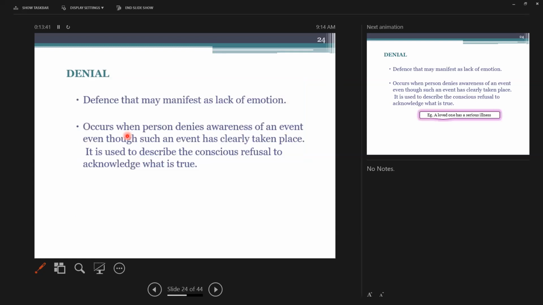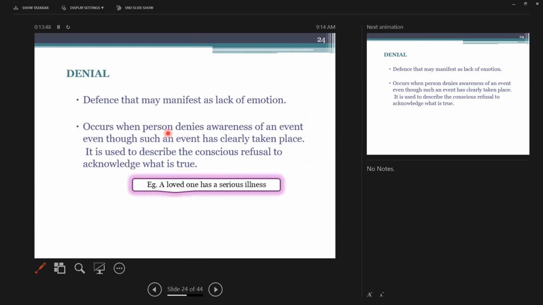Now, denial. Denial is a defense that may manifest as a lack of emotion. It occurs when a person denies awareness of an event, even though such an event has clearly taken place. There is a refusal to acknowledge what is true. For example, if a loved one has a serious illness, a patient may deny the presence of that.